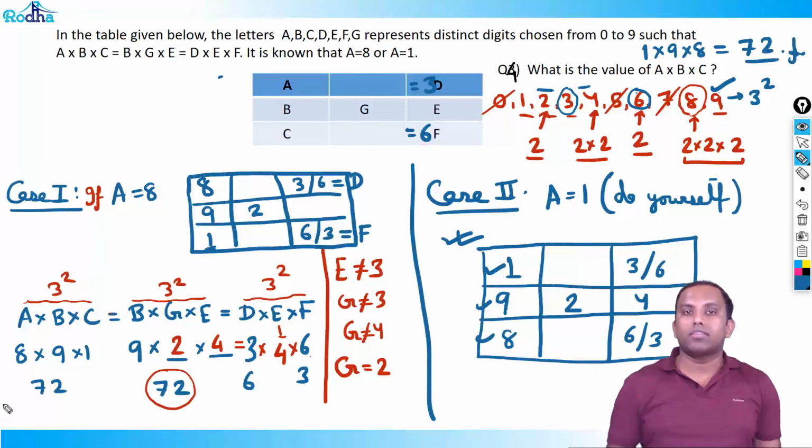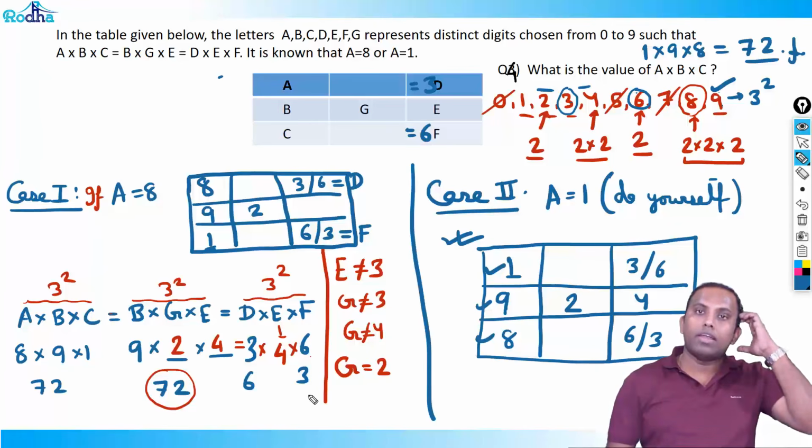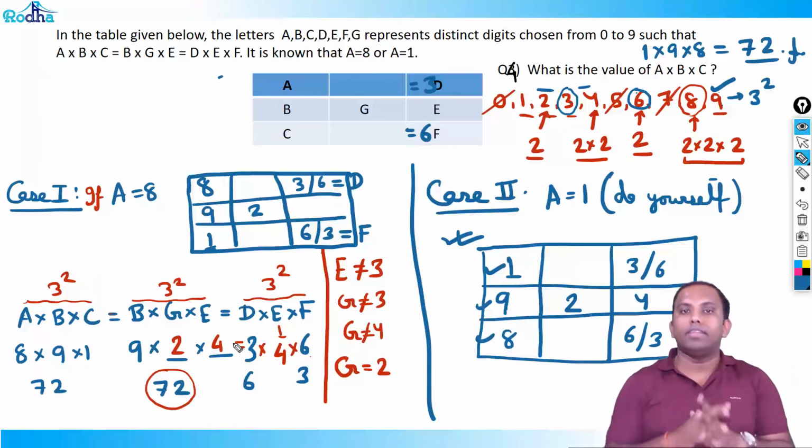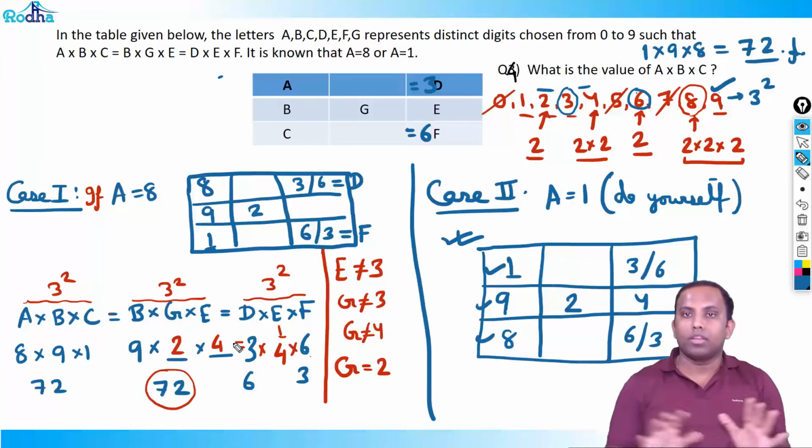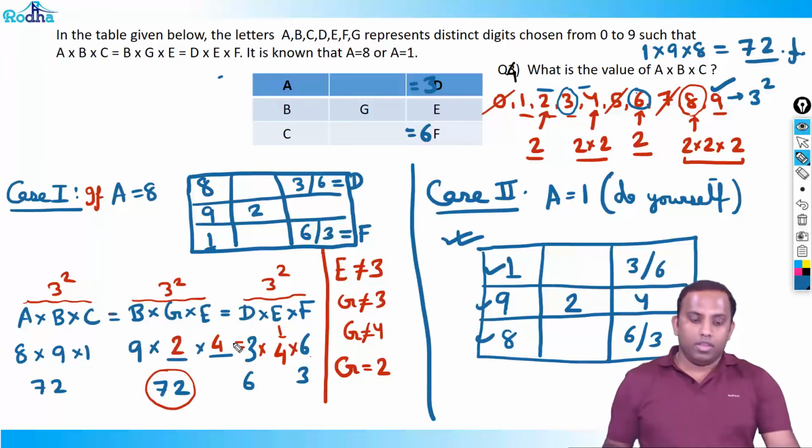A fantastic set of numbers based LRDI, a typical set asked in CAT these days. Okay. So I hope it is clear. Okay. All is fine.